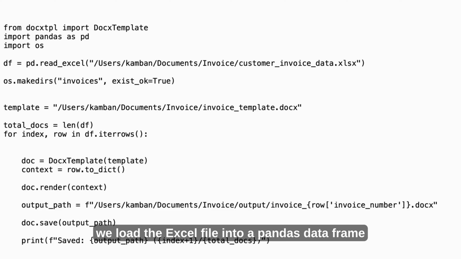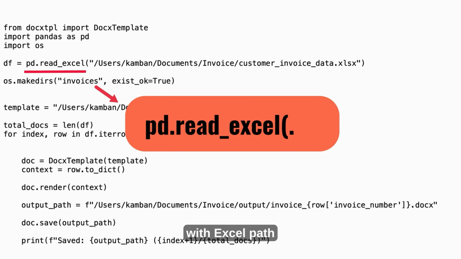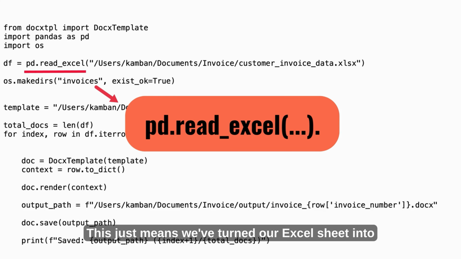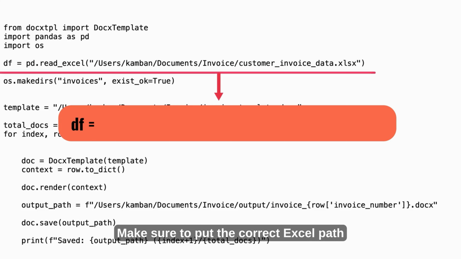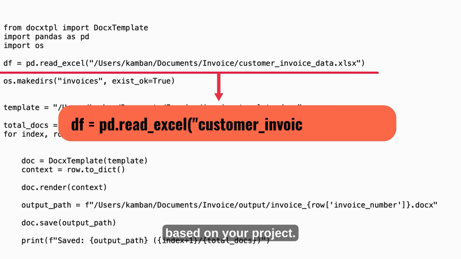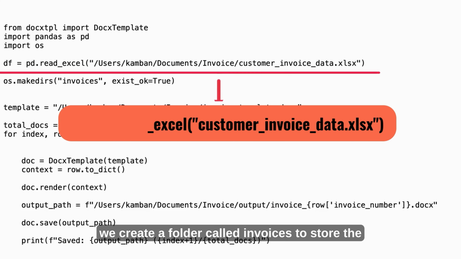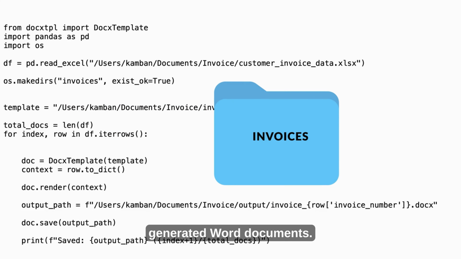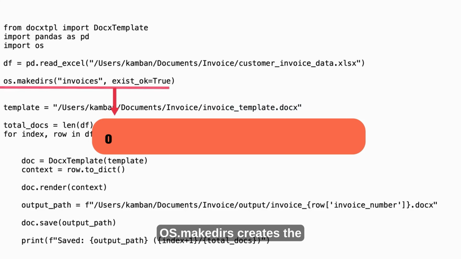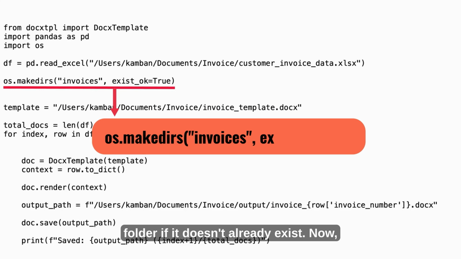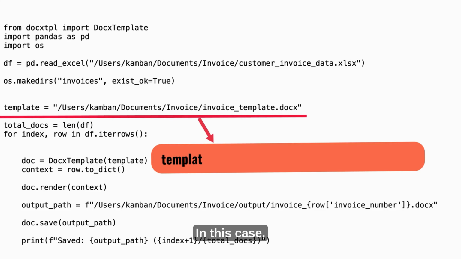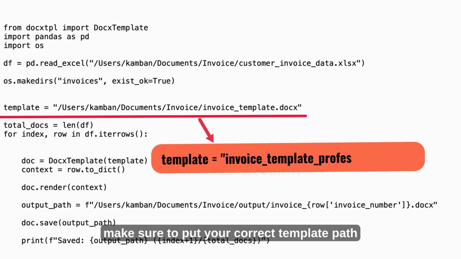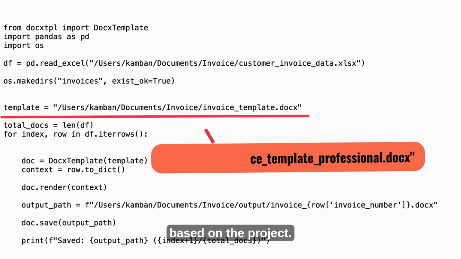Next, we load the Excel file into a pandas data frame with the Excel path. This just means we've turned our Excel sheet into a table that Python can work with. Make sure to put the correct Excel path based on your project. Then we create a folder called invoices to store the generated Word documents. os.makedirs creates the folder if it doesn't already exist. Now we tell Python which Word file to use as the template. In this case, make sure to put your correct template path based on the project as well.